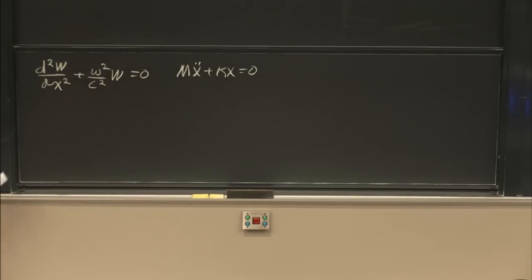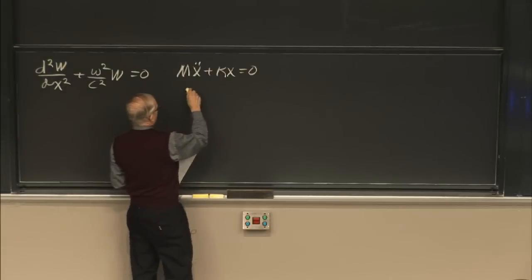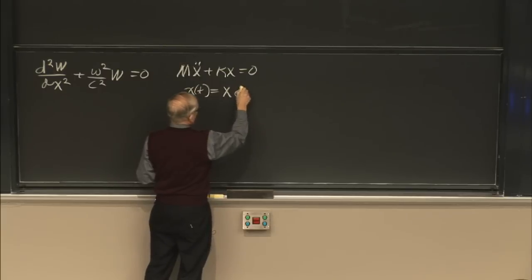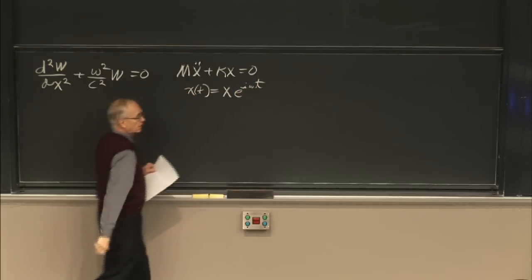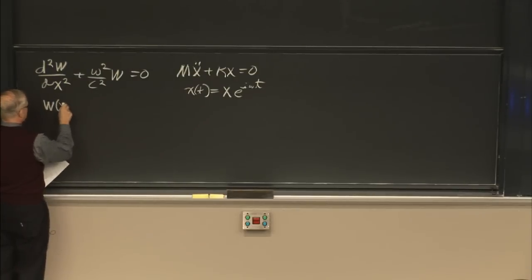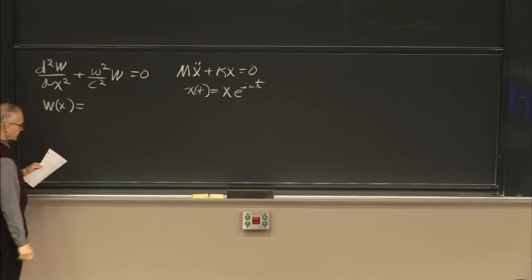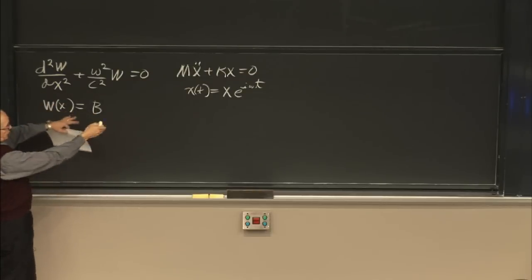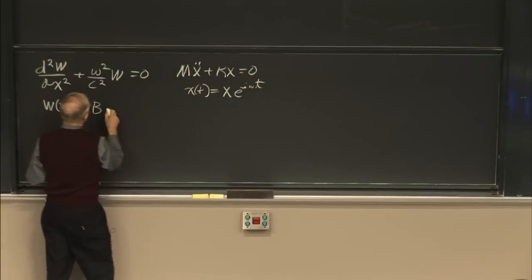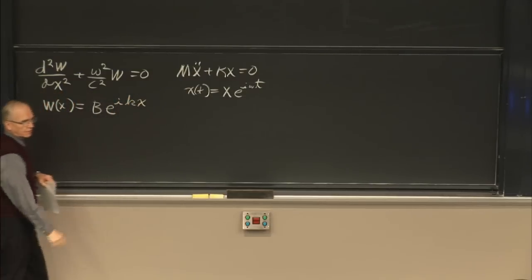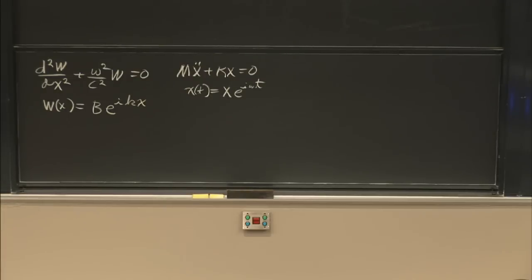And we know the solution to this one is some x of t is some amplitude e to the I omega t. So therefore, we can guess that the solution to this one is w of x is going to be, I'll write it as some b, and now I need a function of x, but it can be just like this, e to the I k x. I know that's going to be a solution. So let's plug it in.